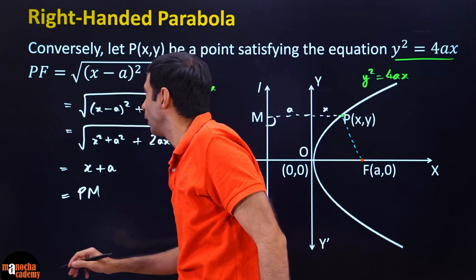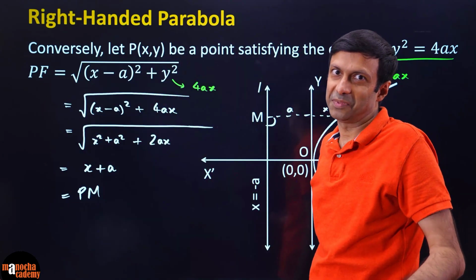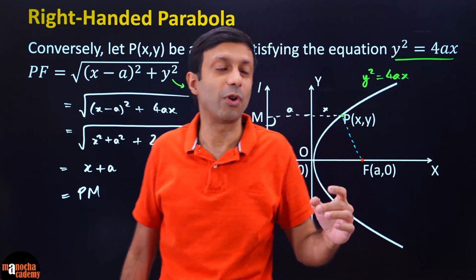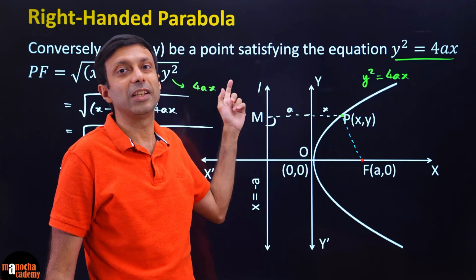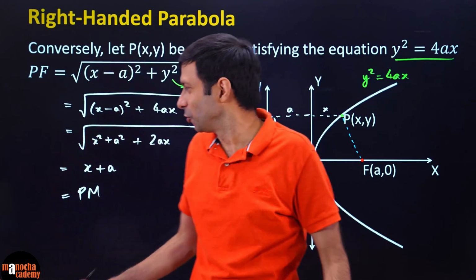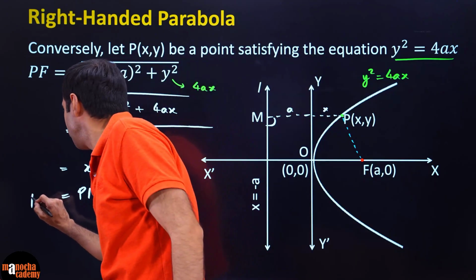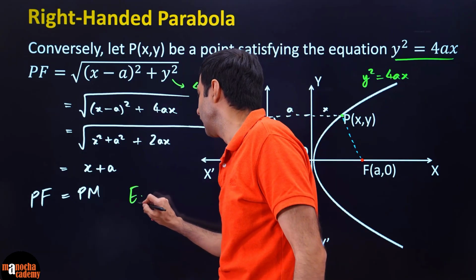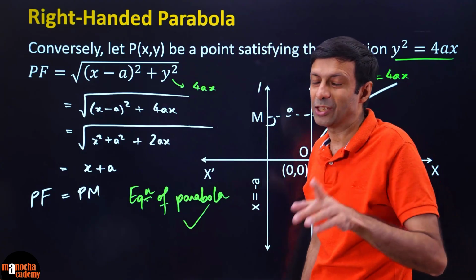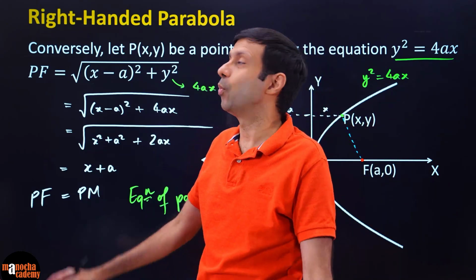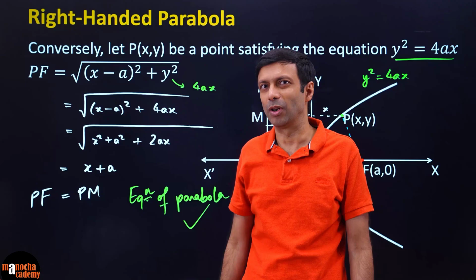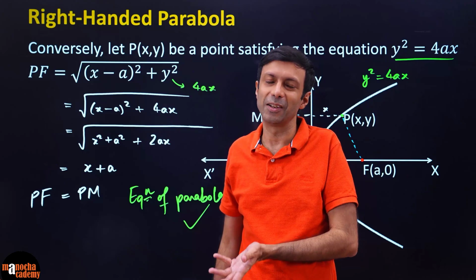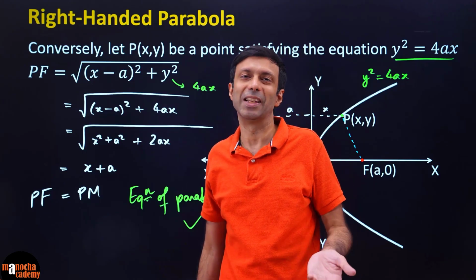So if for every point PF is equal to PM, that's the definition of the parabola. A parabola is that curve where the distance from a fixed point is equal to the perpendicular distance from a fixed line. So there you go, we have proved it. Since PF is equal to PM, our equation of the parabola, y square equal to 4ax, is absolutely correct, but once again for a right-handed parabola. We have taken that as an example. You can prove this same thing for others as well, but we are taking the right-handed parabola as the simple example.